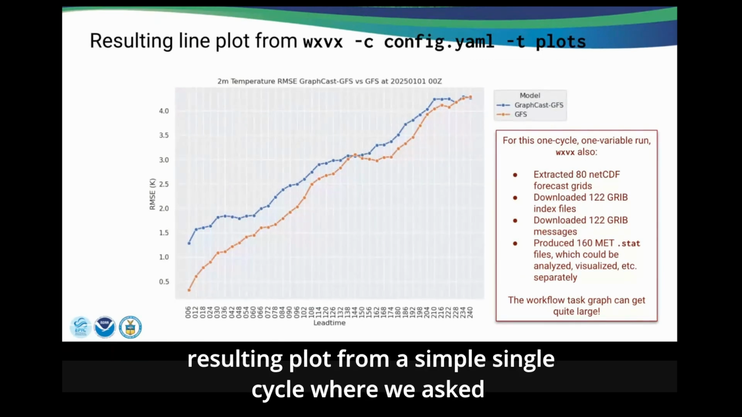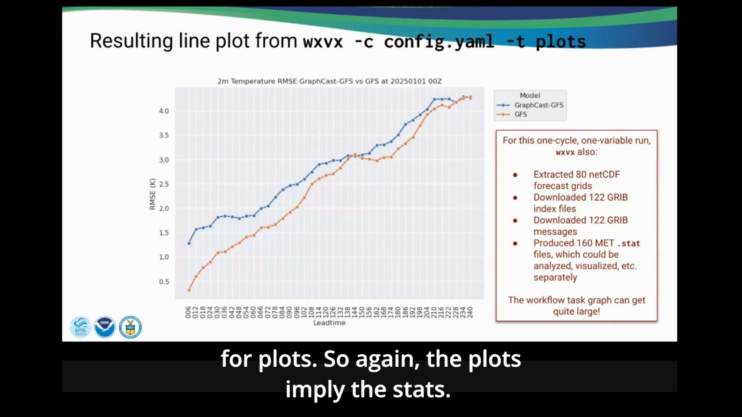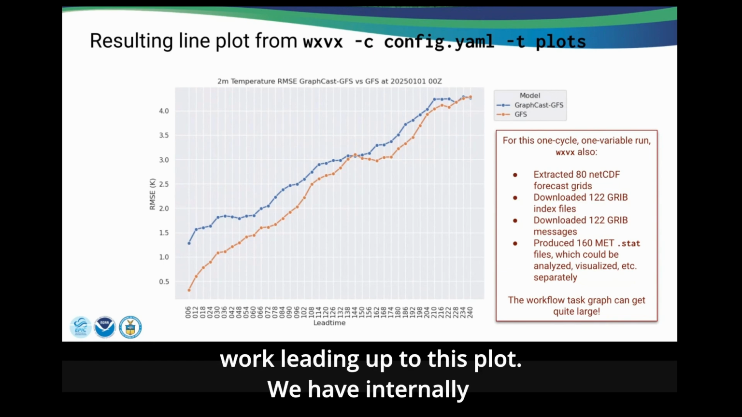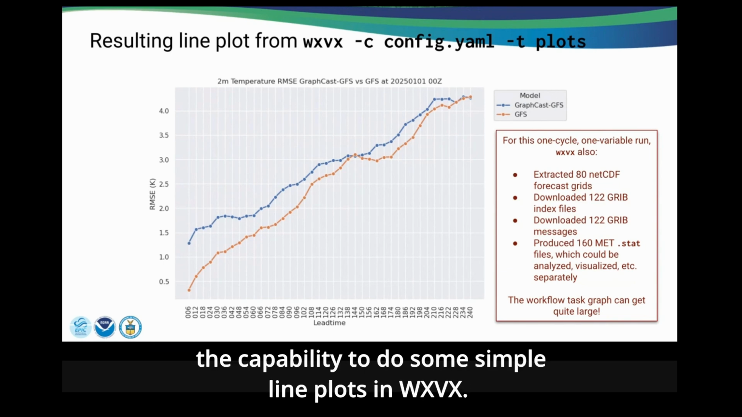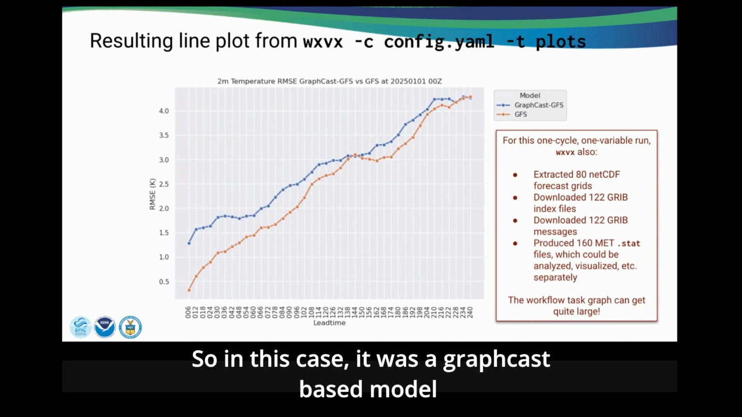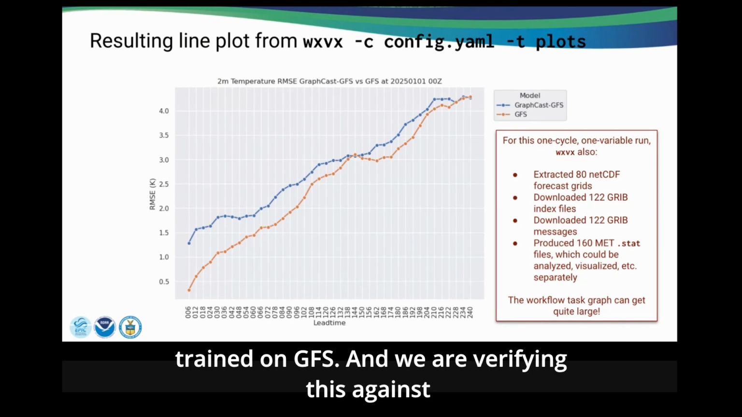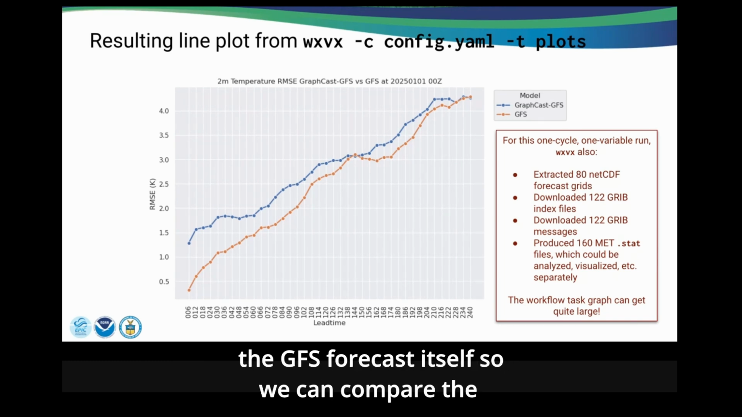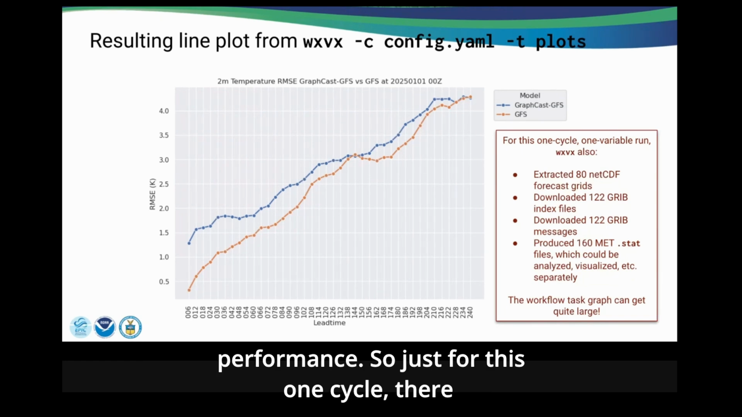Here's a resulting plot from a simple single cycle where we asked for plots. So again, the plots imply the stats imply the grids. So WXVX did all the work leading up to this plot. We have internally the capability to do some simple line plots in WXVX. So in this case, it was a GraphCast-based model trained on GFS, and we are verifying this against the GFS analysis, but also we have verified the GFS forecast itself so we can compare the performance.